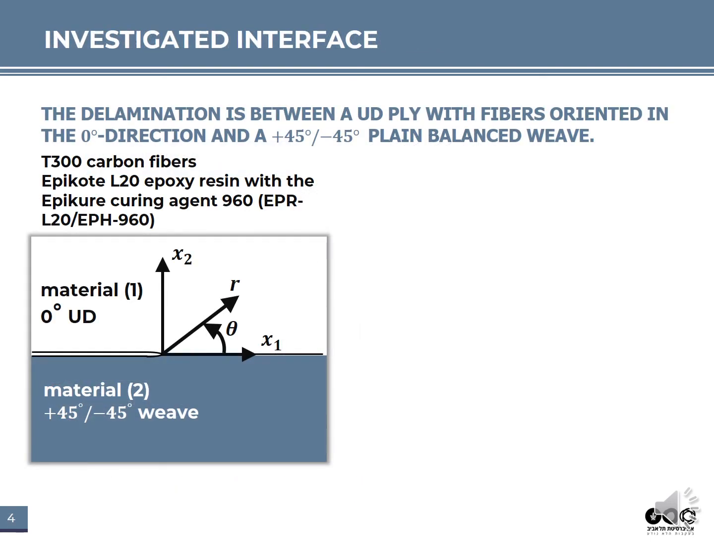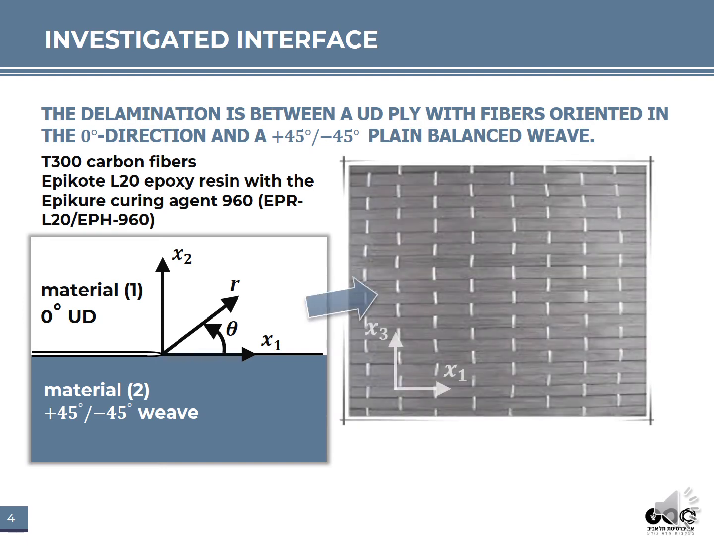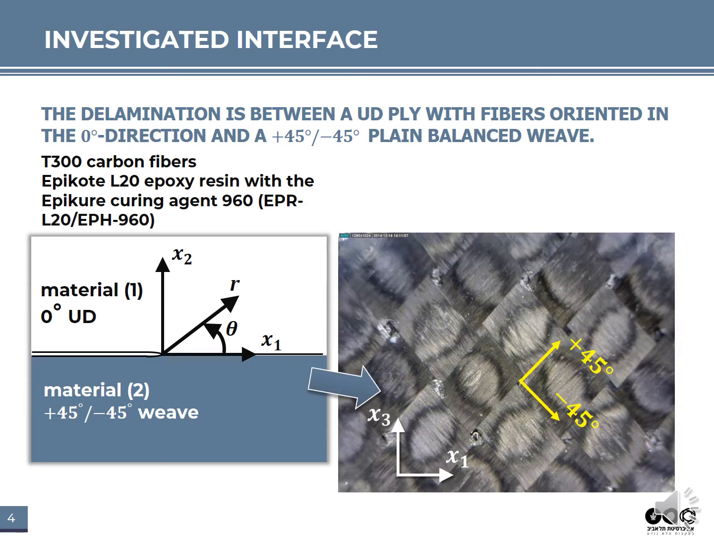The specific material and interface studied in this investigation is composed of an upper unidirectional composite ply with mostly T300 carbon fibers oriented in the 0 or the X1 direction, and some glass fibers oriented in the transverse direction. The bottom ply is a plain balanced weave with interlaced tows in the plus minus 45 degrees directions.